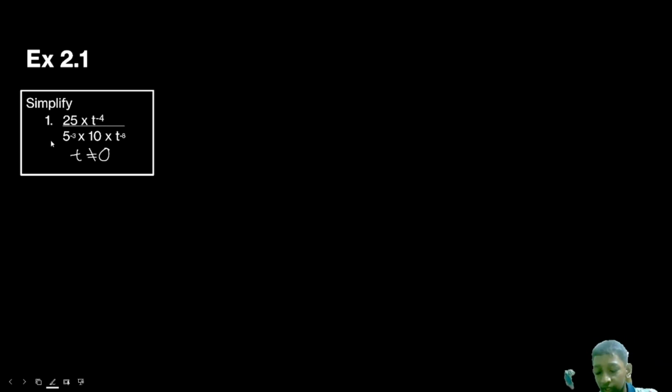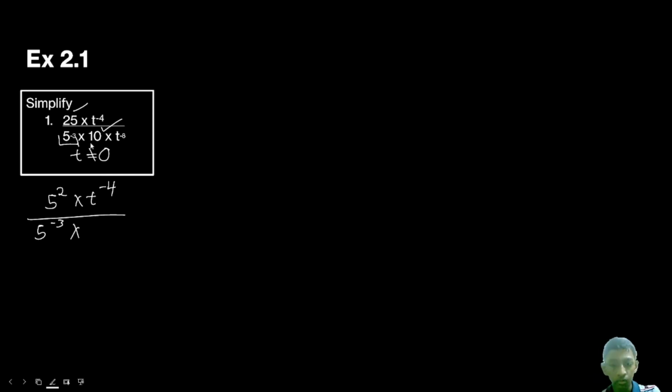So your only prime number is 5. So we can factorize 25 and 10. So 25 can be written as 5 raised to the power of 2, and let's write t raised to the power of minus 4, divided by 5 raised to the power of minus 3, into this 10 can be written as 2 into 5. Since there is no exponent, we don't need to write them in brackets, into t raised to the power of 8.